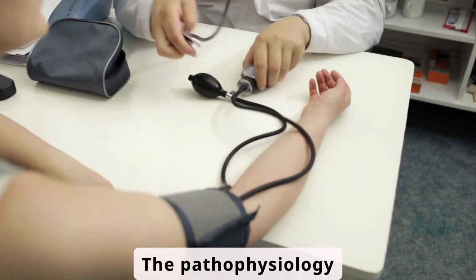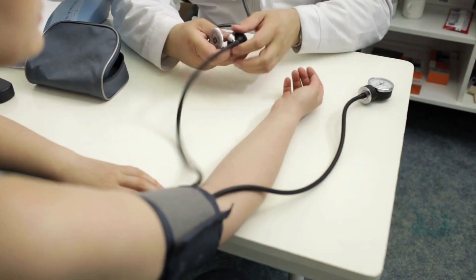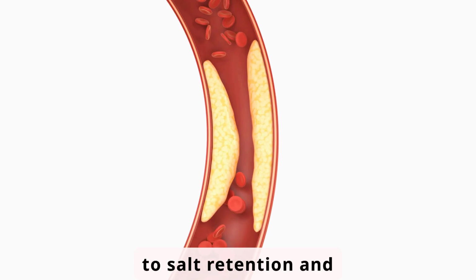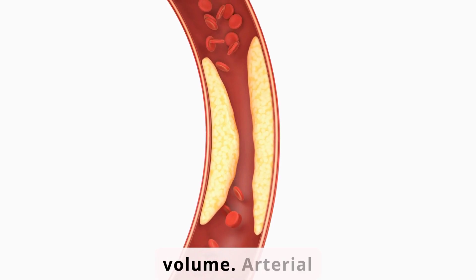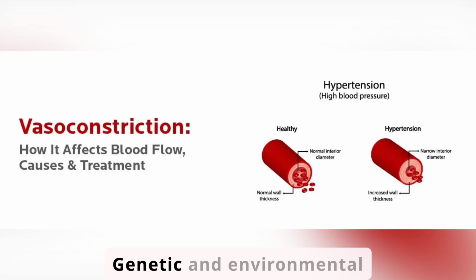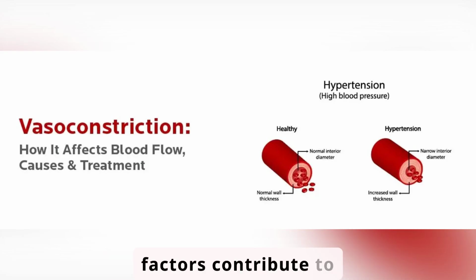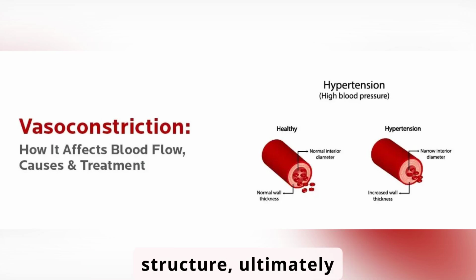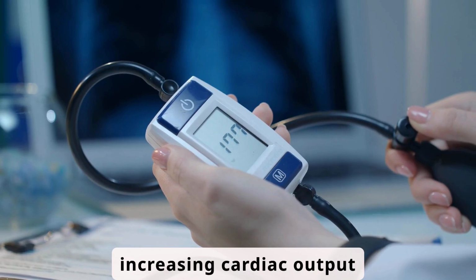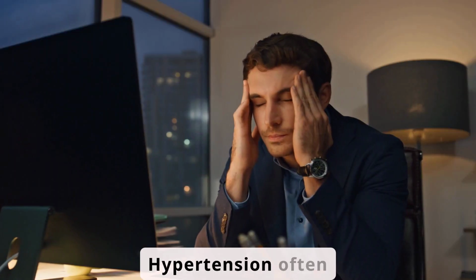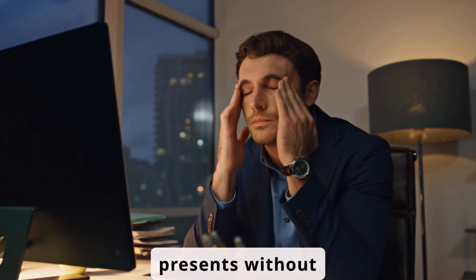The pathophysiology involves stimulation of the renin-angiotensin-aldosterone system, leading to salt retention and increased blood volume. Arterial narrowing also contributes to elevated pressure. Genetic and environmental factors contribute to defects in sodium homeostasis, vasoconstriction, and vascular structure, ultimately increasing cardiac output and peripheral resistance, leading to hypertension. Hypertension often presents without symptoms.